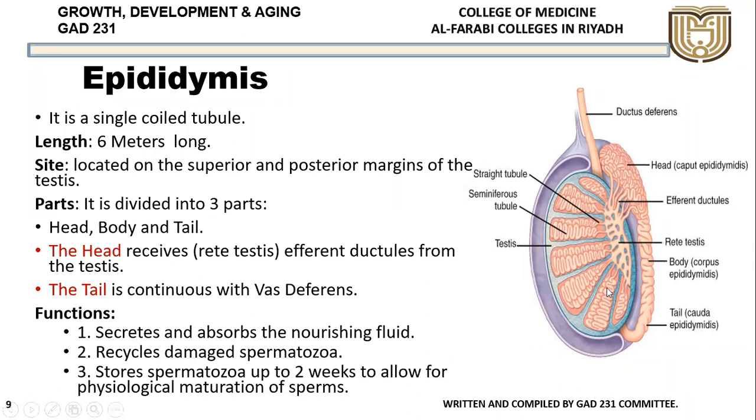So even though the sperms are produced in the testis, they are still not mature. So they mature in the epididymis. That's why they are kept here for almost 14 days before they are released. Okay, so these are some of the functions of the epididymis. One is it secretes and absorbs the nourishing fluid. Second, it recycles the damaged spermatozoa. That is, it will remove all the dead and damaged spermatozoa. Then the third is it keeps the sperms for 2 weeks so that there can be physiological maturation of the sperms. Okay.